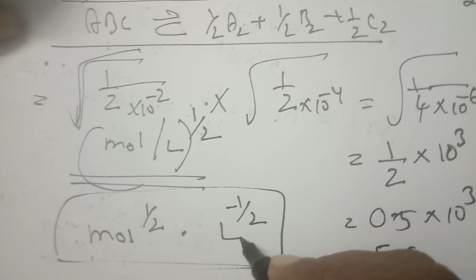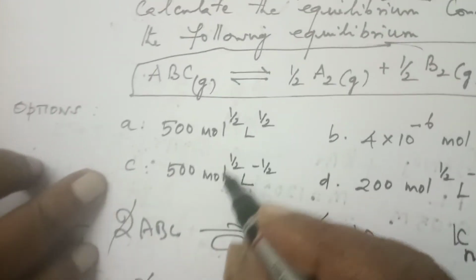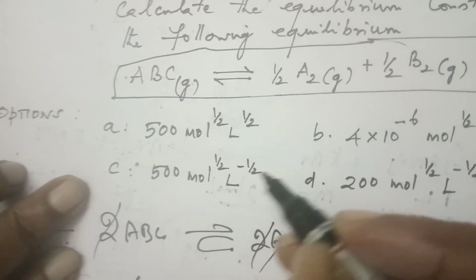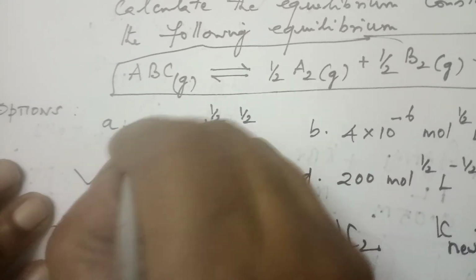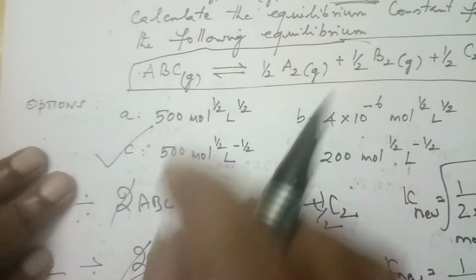Here it is: mole^1/2 and liter^-1/2. Mole^1/2, liter^-1/2. So this is the answer. So the only difference is the unit.